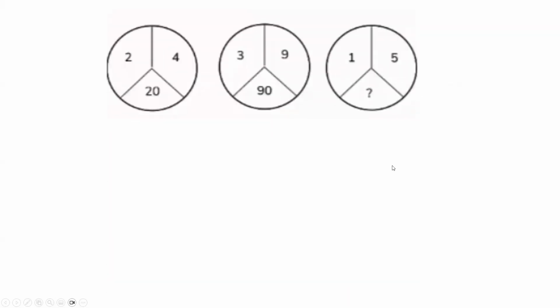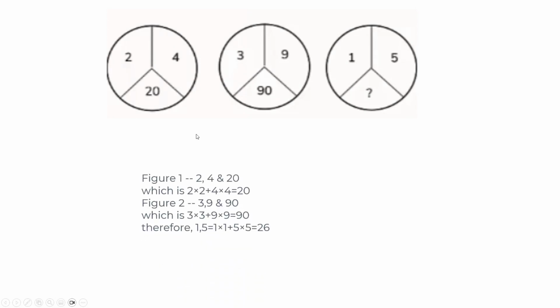So next is also a very tricky question. We have to find the missing number. Let's check how these numbers are interrelated. So figure 1: 2, 4 and 20, which is 2 into 2 plus 4 into 4, that will give you 20.